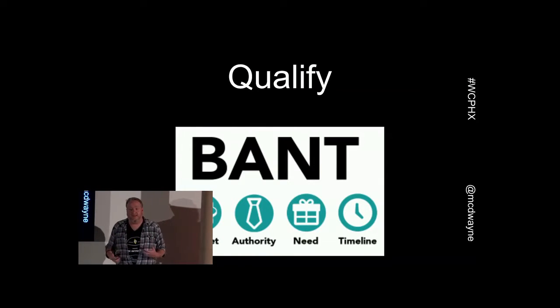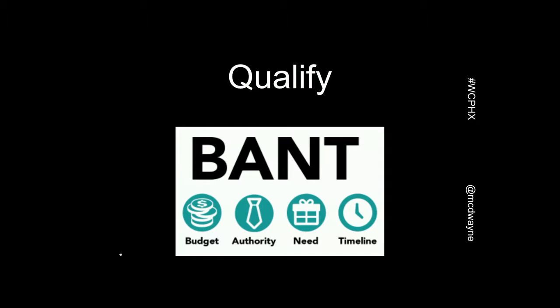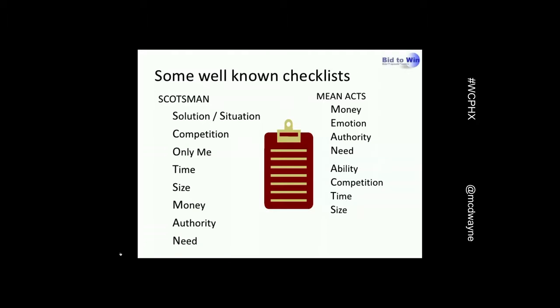It does feed into everything else I'm talking about, because we don't want to do a discovery process with people who can't pay us. We don't want to do a discovery process if there's not an actual need there, if there's not a timeline involved. Why would we bother wasting our time with figuring out what to deliver if they can't meet any of these things? That's one checklist, BANT. I learned Scotsman, Sandler technique. They all do the same thing.